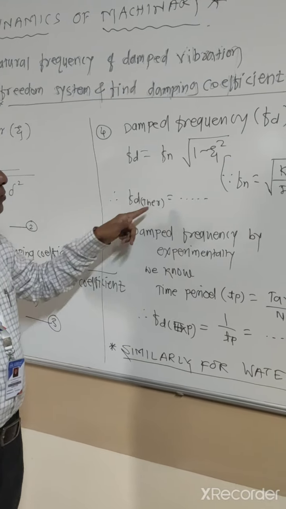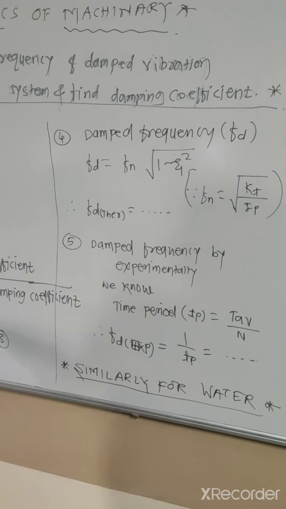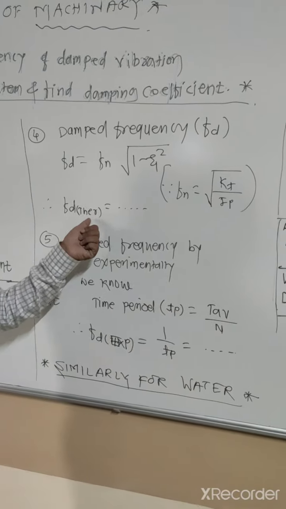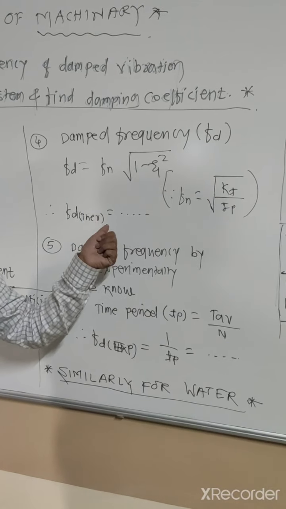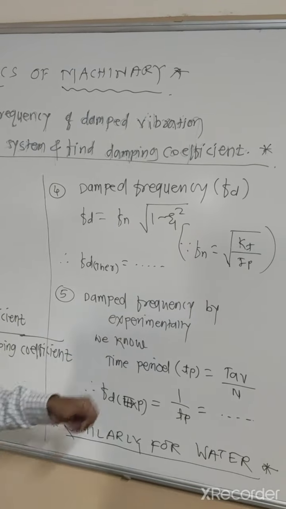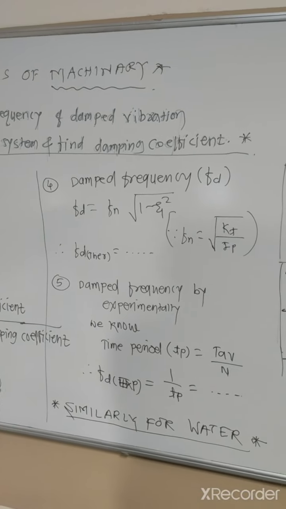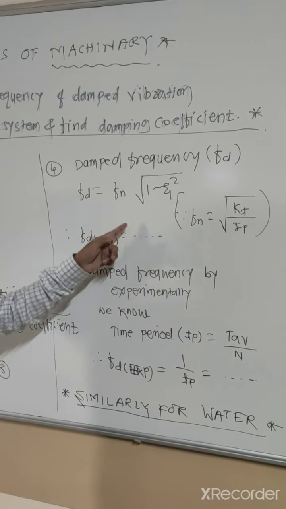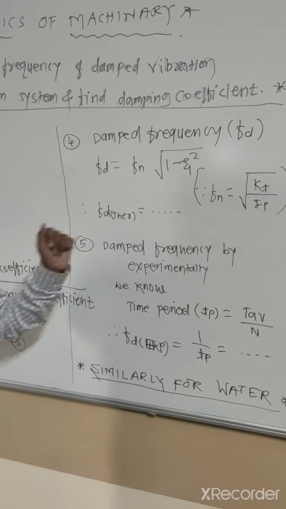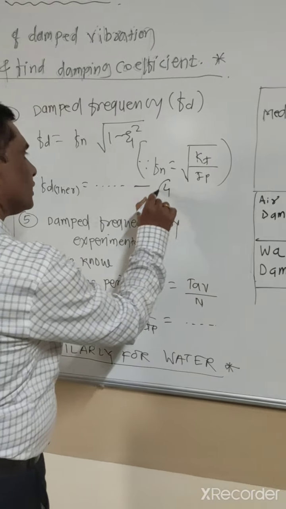Therefore from this equation, if you substitute the value of Fn and the zeta value from equation number 2, you can get Fd. Whatever value is obtained is the theoretical value of the damped frequency. Now we have to compare the theoretical frequency with the experimental damped frequency. Here we have obtained this value theoretically, that is analytically. Now we will compare it with the experimental value.